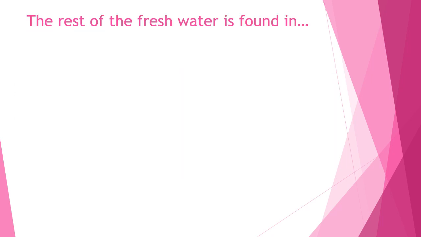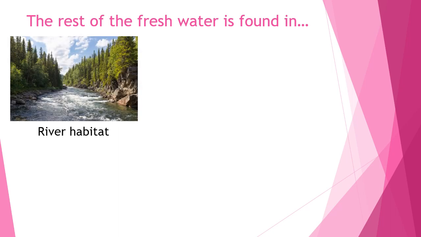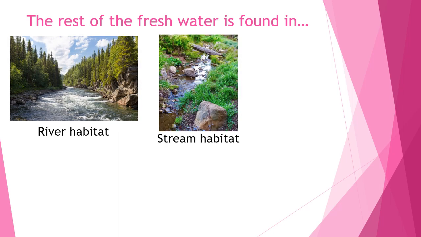So the rest of the fresh water is found in rivers and streams. So perbezaan river and stream ani, stream is smaller than river. Dua-dua quite macam long, but stream is smaller than a river. So please remember that.